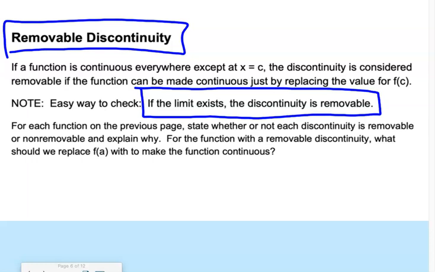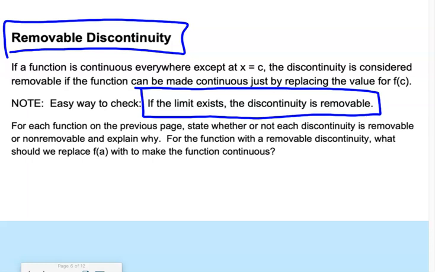So the easiest way to remember, and the easiest way to justify if a discontinuity is removable or non-removable, is if the limit exists. If the limit exists, the discontinuity is removable. If the limit does not exist, the discontinuity is non-removable. Where the limit exists, that means there was a hole there, so it's removable. If the limit doesn't exist, it means either there was a jump or there's an asymptote.